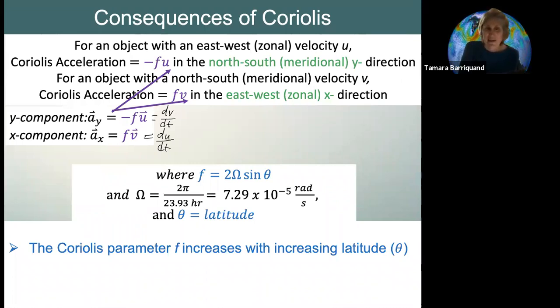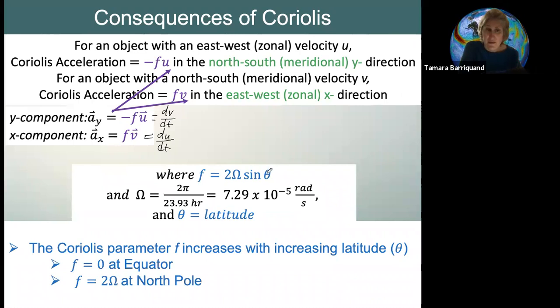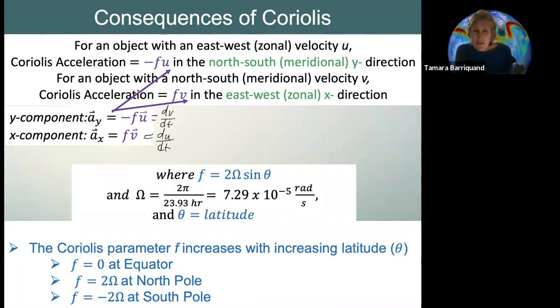So when we have 0 degrees at the equator, f will be equal to 0. And at the North Pole, sine of 90 degrees is 1. So at the North Pole, f will be equal to 2 omega because sine of 90 degrees is 1, so we'll just get 2 omega. And at the South Pole, we'll have negative 2 omega. So when we look at theta, if it's south latitude, it's a negative value, so we'll end up with a negative f.